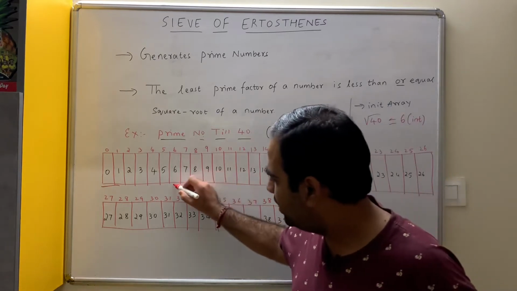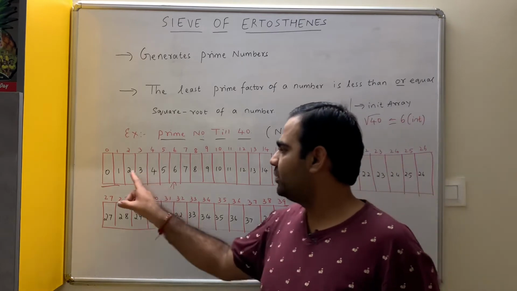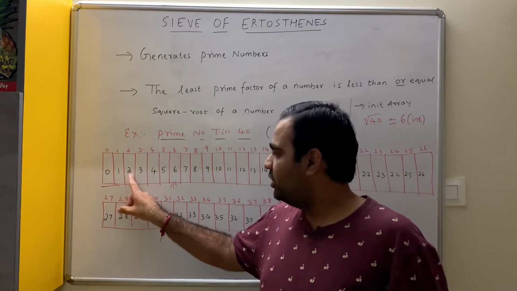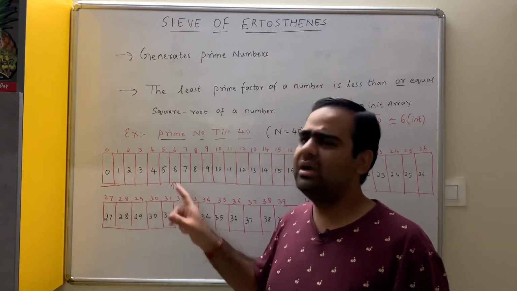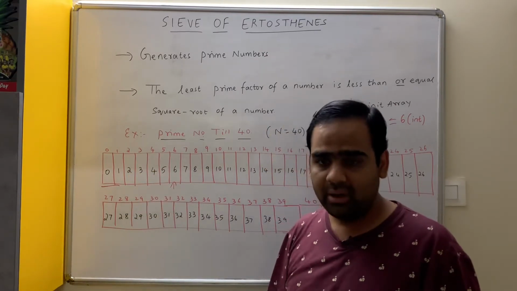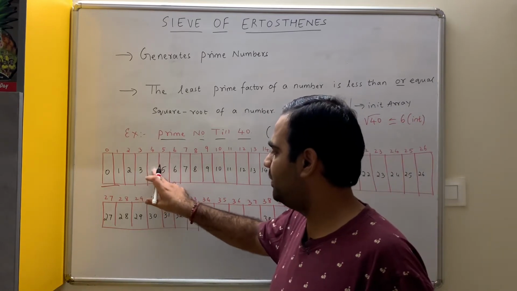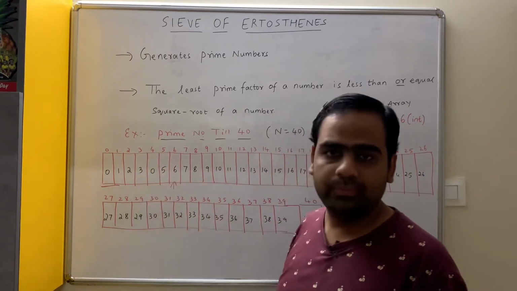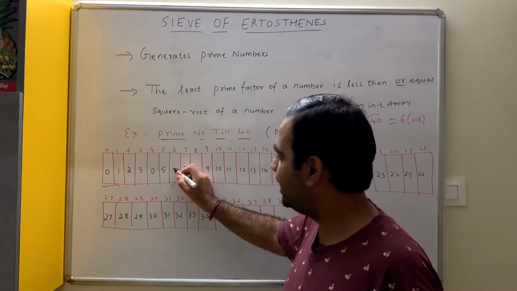Now 6 is over here. Start with the number 2. We know that all the multiples of 2 cannot be prime numbers. Therefore, where are the multiples of 2 found? This is a multiple of 2; make it 0 because it cannot be a prime number. This is a multiple of 2, make it 0.